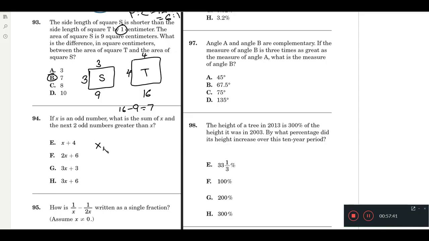If you test it out with a number, let's say 5, what is the next odd number after 5? Plus 2, 7. Remember, not plus 3, plus 2. So if x is an odd number, the next odd number will be x plus 2.